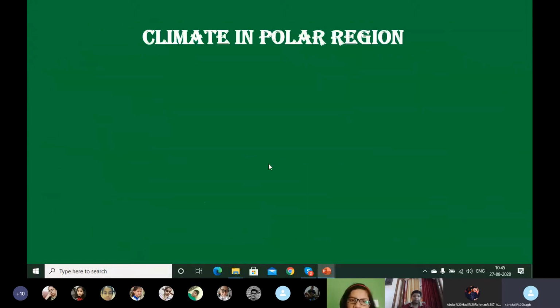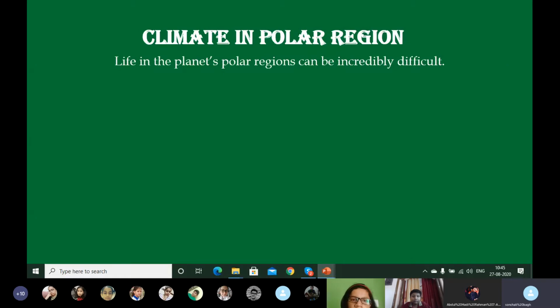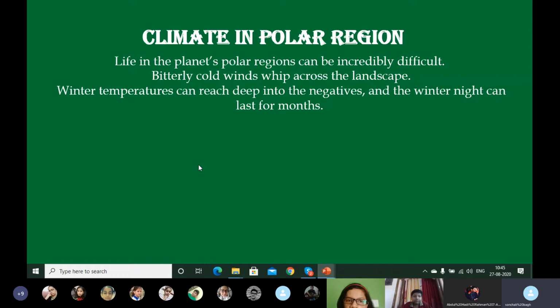So let's take the polar region first. Life in the polar region is difficult, right or wrong? Why? Because there are bitterly cold winds across the landscape. The temperature is negative, and it's not for a day but for months.